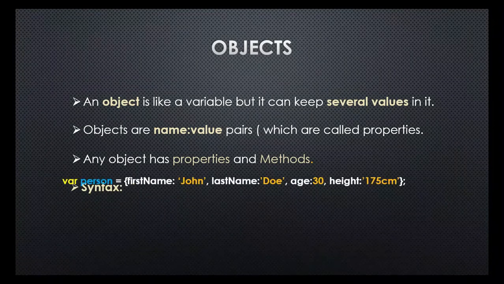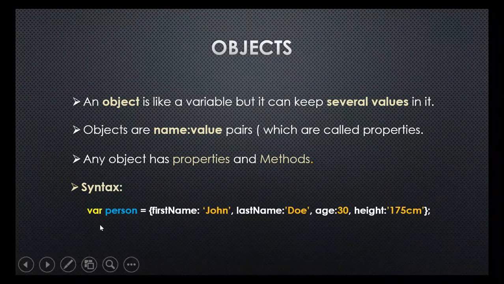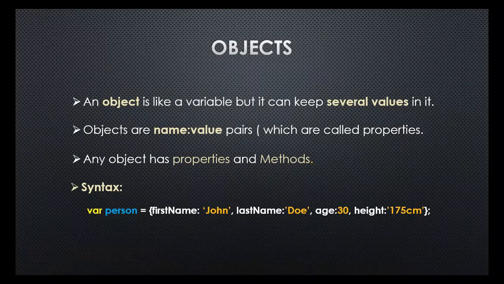So now, the syntax. The syntax is curly brackets, and any name-value pair is separated with a comma, please remember. Also please remember the name or the key is not put into single or double quotations, but the value is always put in single or double quotations. And at the end, please do not forget the semicolon. So now we should go and have some examples.